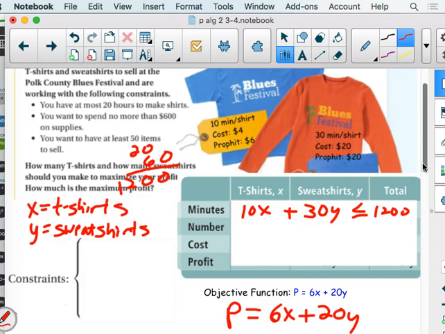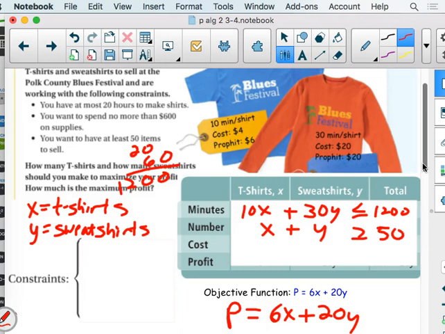Alrighty. Did it say twice as many t-shirts as sweatshirts, anything like that? No. So x plus y, but it did say we had a certain amount in mind. What was that certain amount? 50. So we have to say, would we be all right with just selling 40? Did it say we want to sell 40? No, it said we want to have at least 50. So this one has to be greater than or equal to.